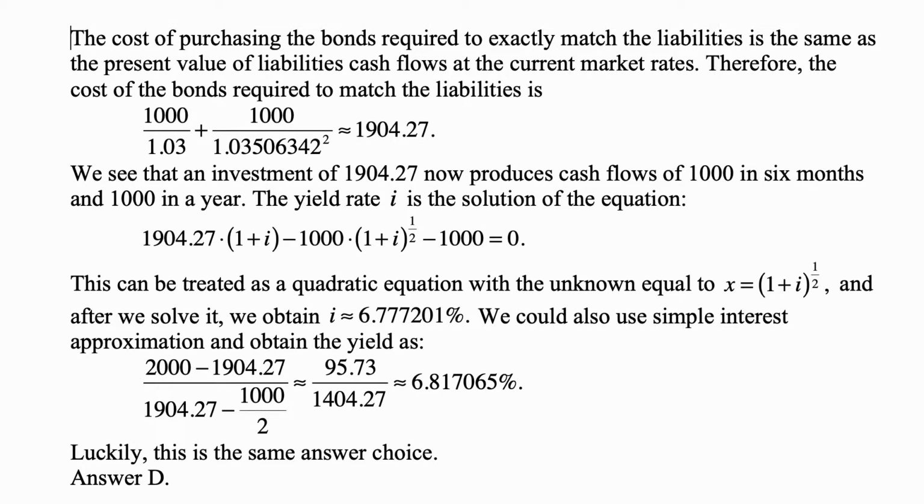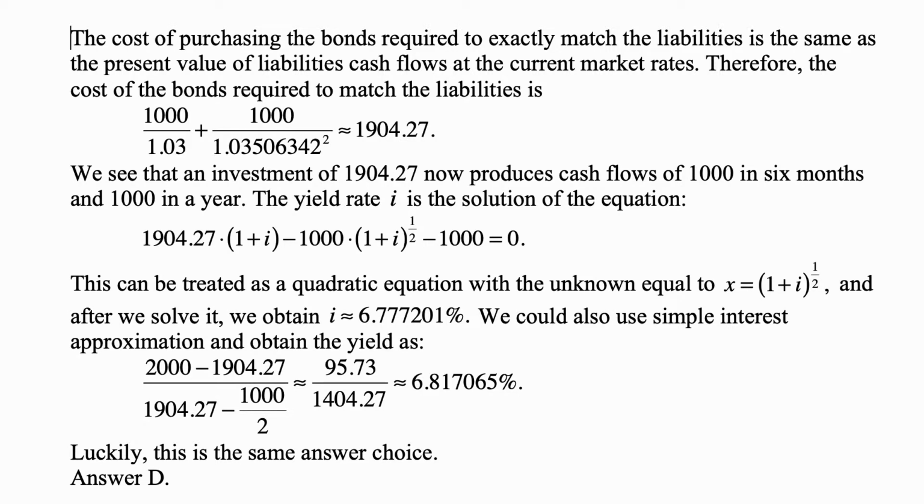And you may wonder, what are the bonds? Well, it doesn't really matter. We actually solved it in one of the previous problems, but it doesn't matter because whatever the bond portfolio is, it will cost this much, 1904.27, and will make a payment of 1,000 in 6 months and 1,000 in a year.